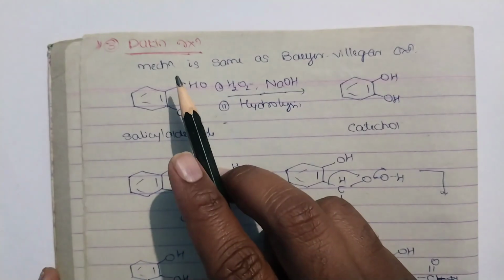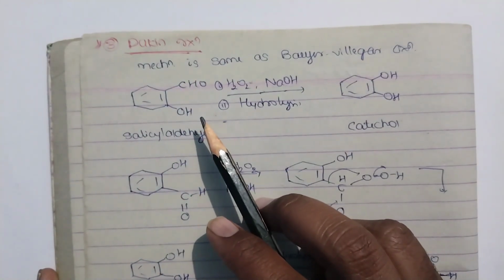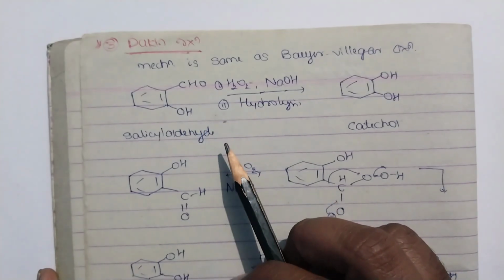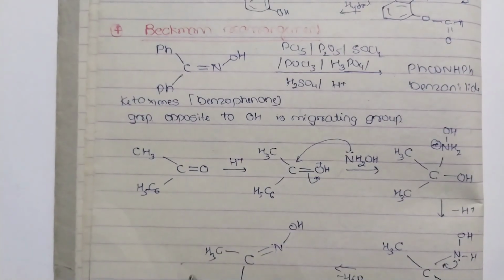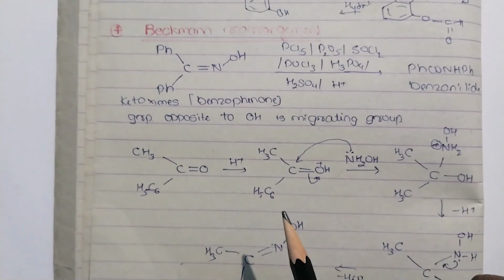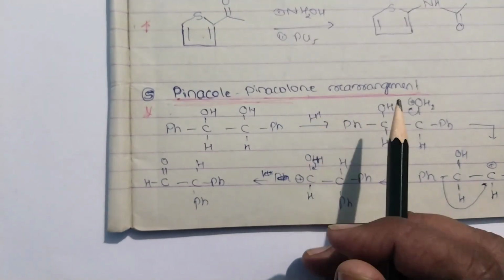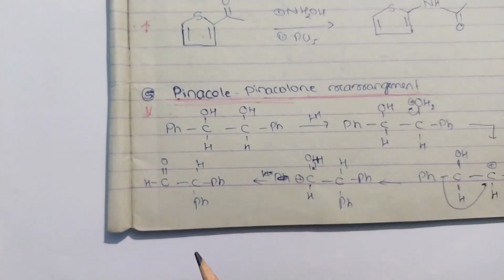And this is the Dakin reaction. The mechanism is the same as Baeyer-Villiger oxidation. Here also we can find the carbocation as the intermediate. And another named reaction, that is Beckmann rearrangement. Here also you can find the carbocation as the intermediate. And another rearrangement, that is pinacol-pinacolone rearrangement. This is also having carbocation as the intermediate in this rearrangement.